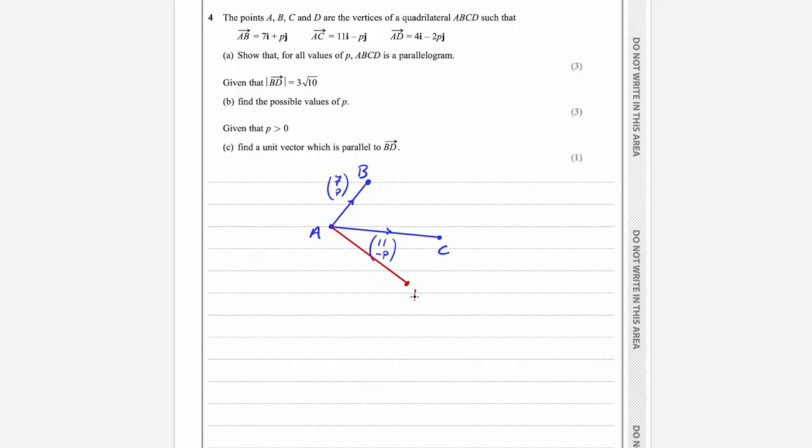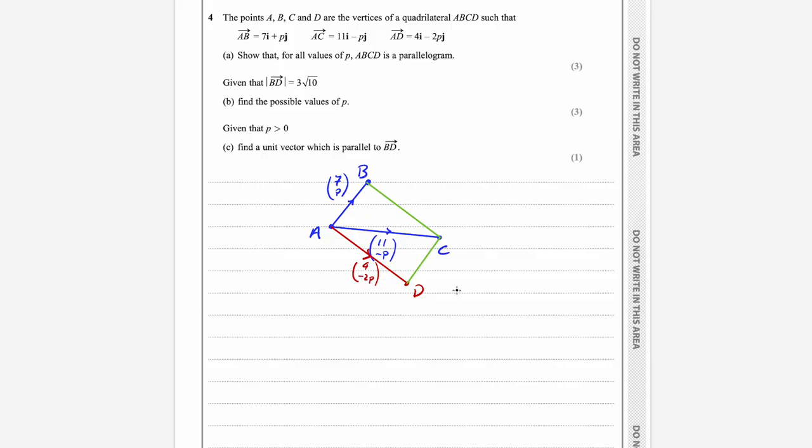Okay, fine, let's put it there. This is a D, and this is 4 minus 2P. So you can see the parallelogram, guys, is A, B, C, D, like this. Then we have, show that for all values of P, it is a parallelogram. So it's 3 marks.